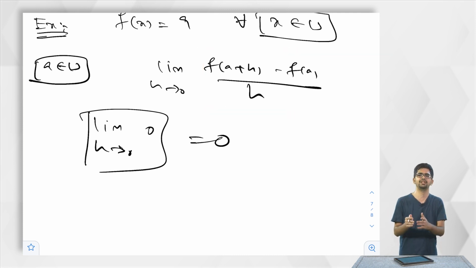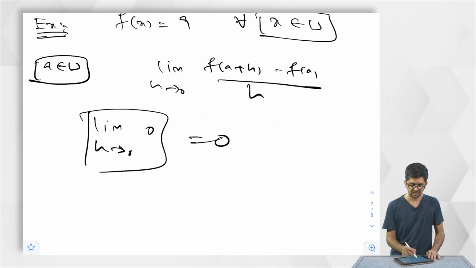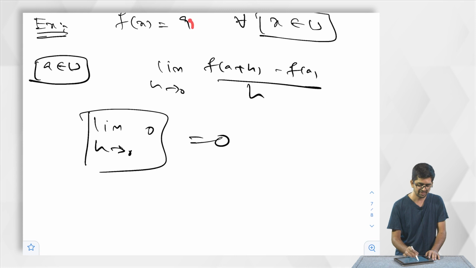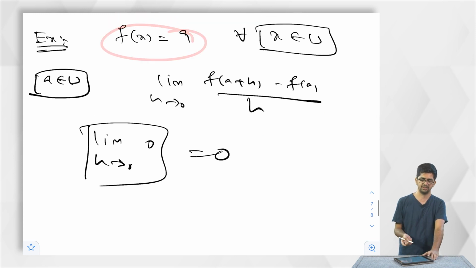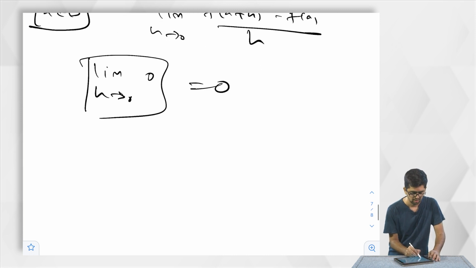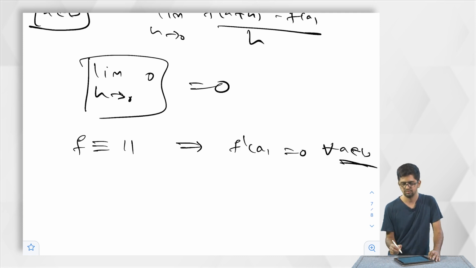Forget about the limit being 0 or not 0. This function itself is 0. So the corresponding limit is already 0. So this says constant functions are differentiable with the derivative being 0. So f identically equal to say 11 implies f dash of a is 0 for every a belongs to U.